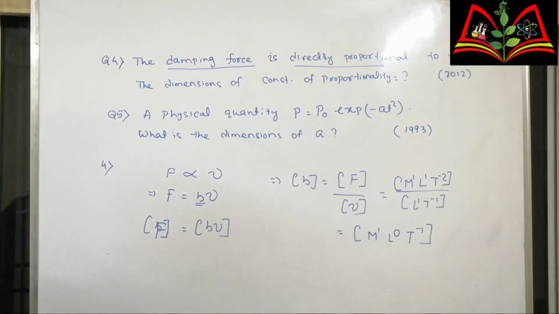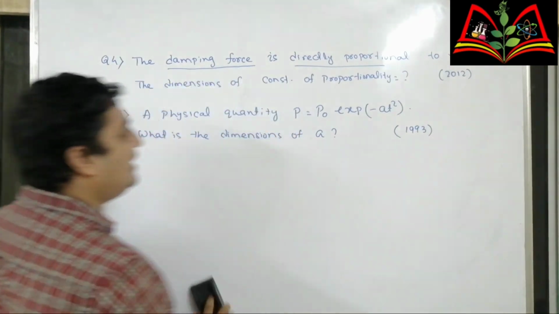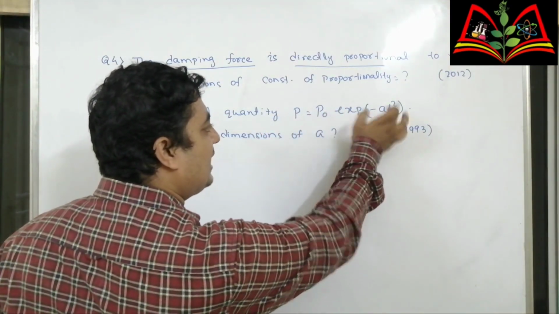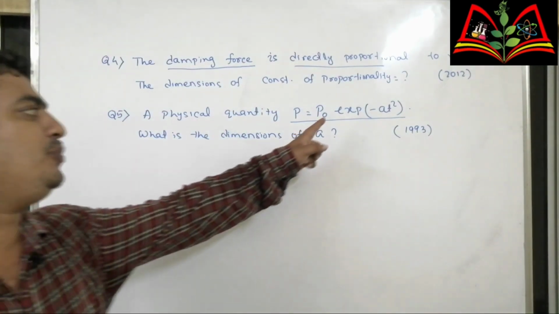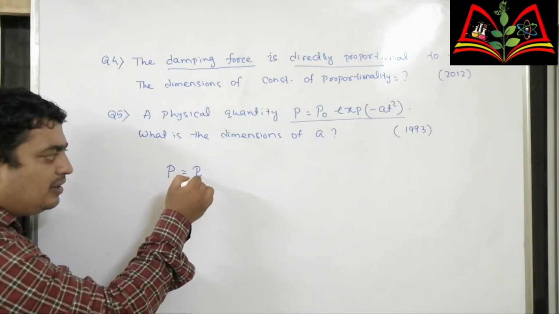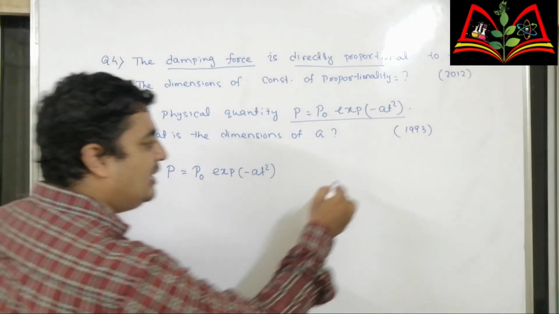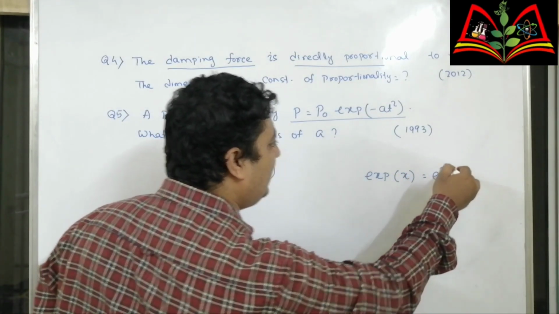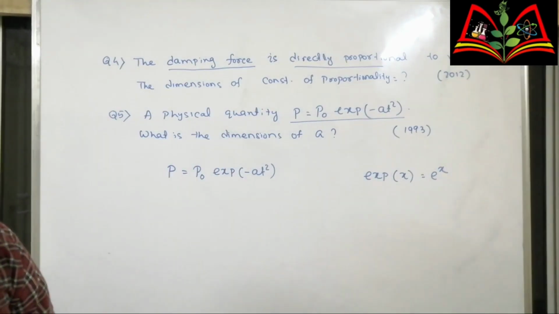Now, we will consider the question number 5. What does it say? It is given that a physical quantity P depends upon time T according to the equation P equal to P0 exponential minus AT square. Now, understand this equation. If I write exponential of x, that is equal to e to the power x. Exponential of x means e to the power x.